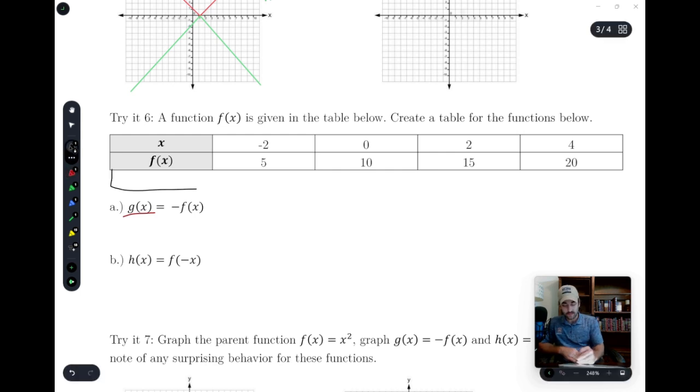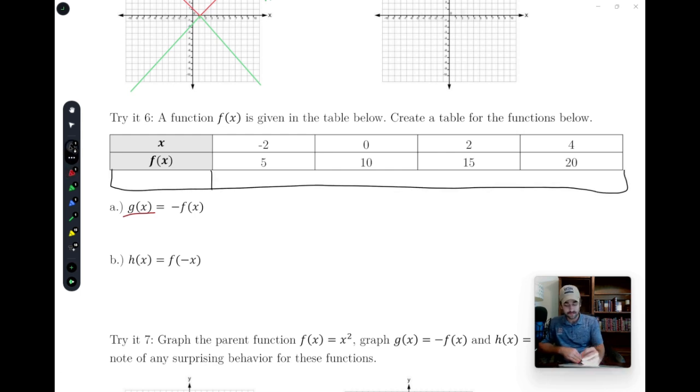Maybe this works best by adding a whole other section. And instead of writing g of x and leaving it abstract and new, I'm going to write negative f of x. I'm going to say, oh, well, negative f of x is just whatever the f of x was, but negative.